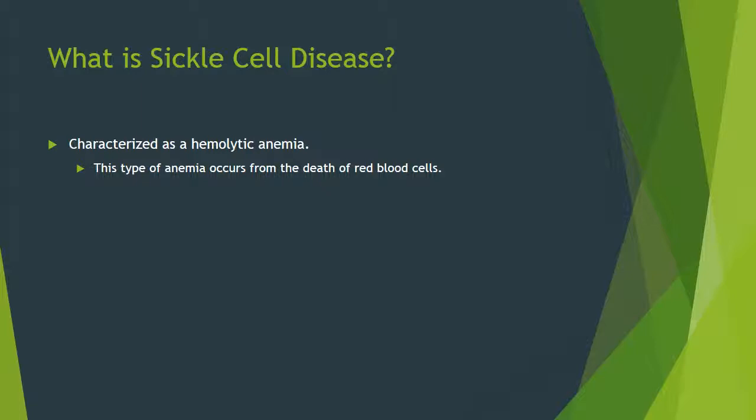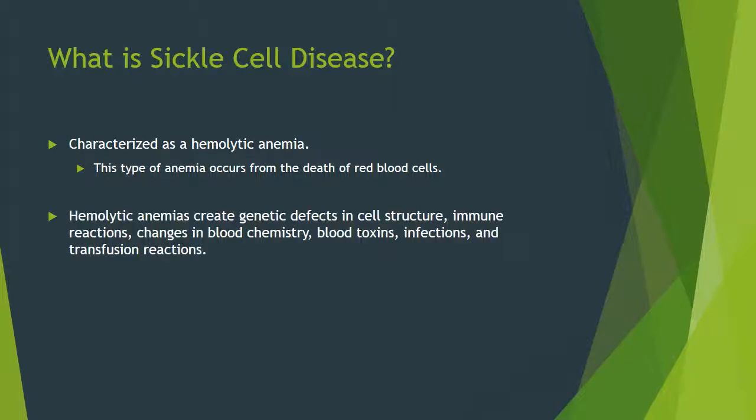Sickle cell disease is known as a hemolytic anemia. This type of anemia occurs from the death of red blood cells, which then results in low red blood cell count and low total hemoglobin. Hemolytic anemias create genetic defects in cell structure, immune reactions, changes in blood chemistry, blood toxins, infections, and transfusion reactions.